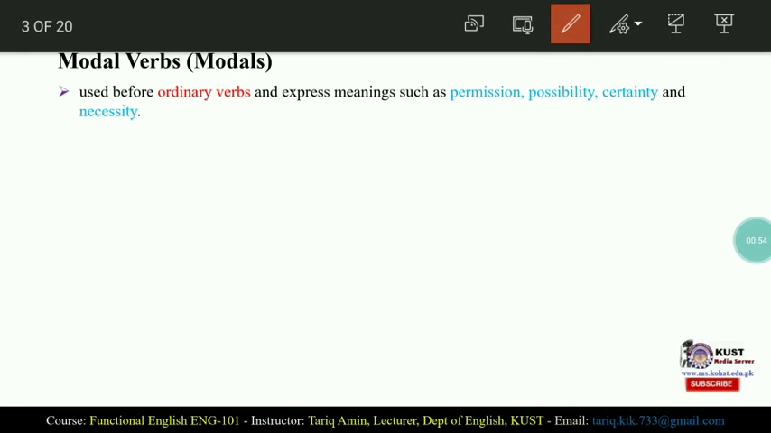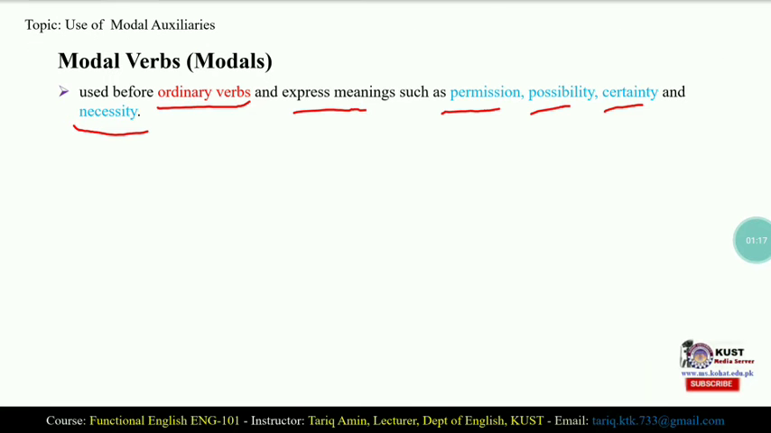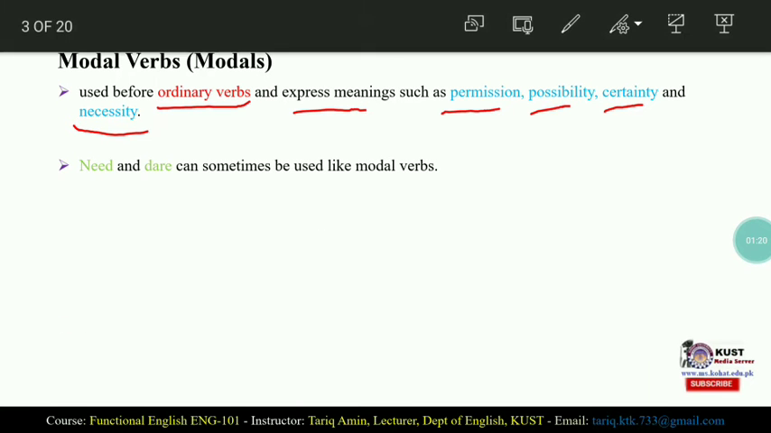Modal verbs are used before ordinary verbs, and they express meanings such as permission, possibility, certainty, and necessity. Need and dare can sometimes be used like modal verbs.